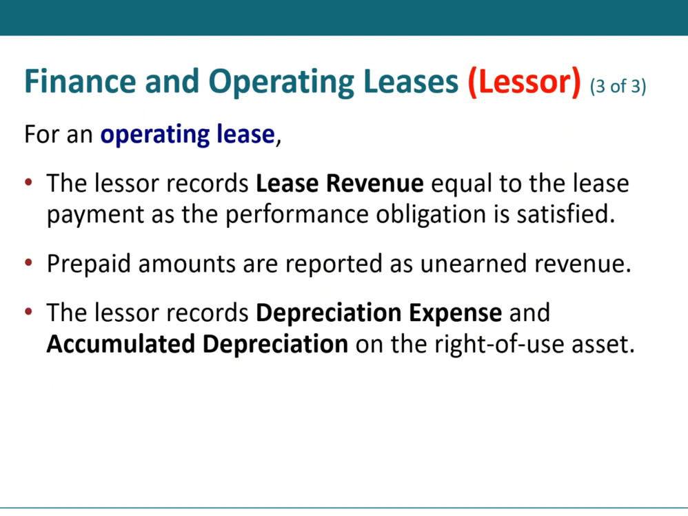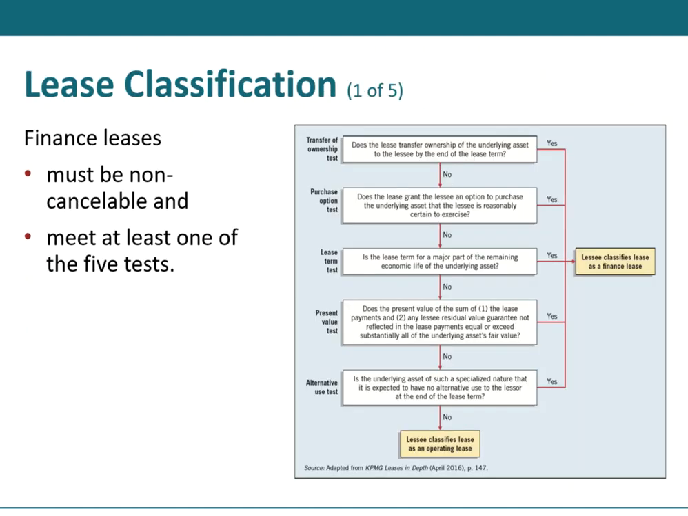For an operating lease, the lessor records lease revenue equal to the lease payment each period as the performance obligation is satisfied. If we receive any prepaid amounts, they're reported as unearned revenue, and of course, reported as earned revenue as the performance obligations are satisfied. And the lessor will also depreciate the asset on its books, recording depreciation expense and accumulated depreciation on the right of use asset. Let's look at the classification criteria for determining whether a lease is a finance lease.